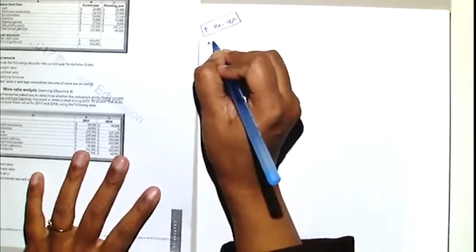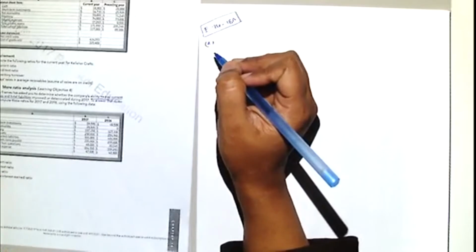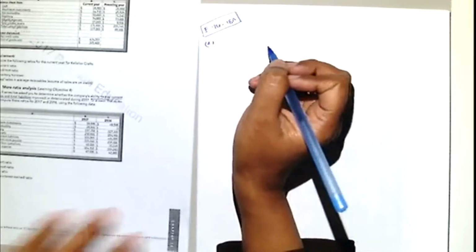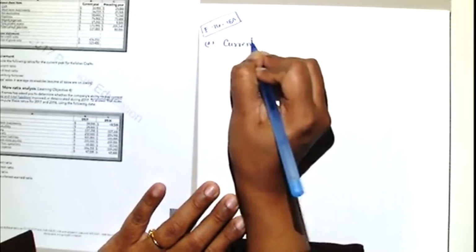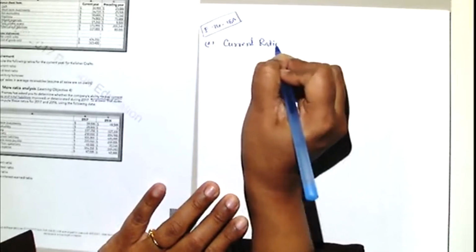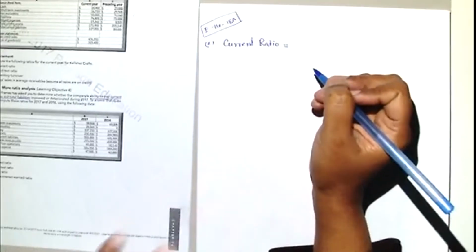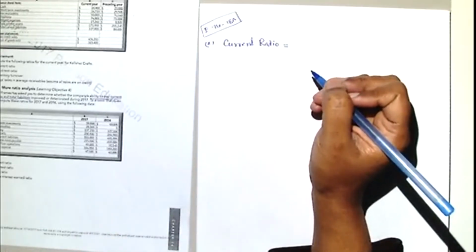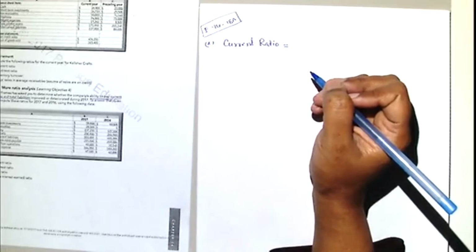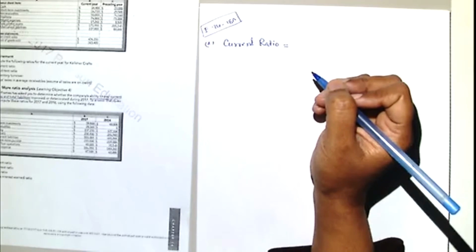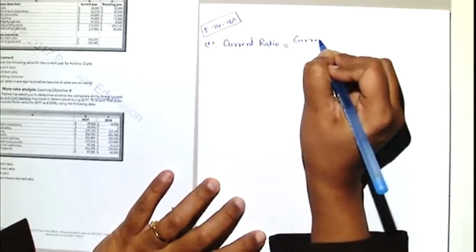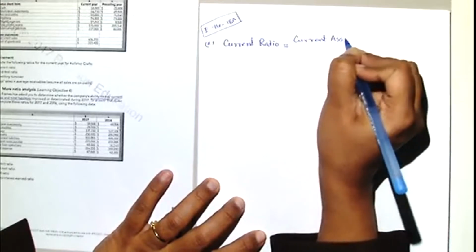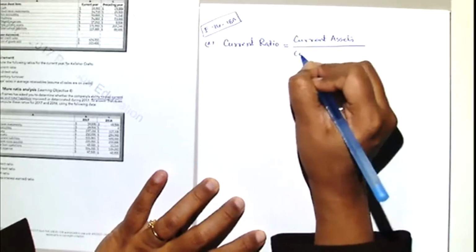First, they actually mentioned what ratios you need to calculate. The first ratio is known as the current ratio. If you take a look at your formula sheet, it's very simple to remember. Current ratio means what? Current assets over current liabilities. So I can write it down: current assets over current liabilities.